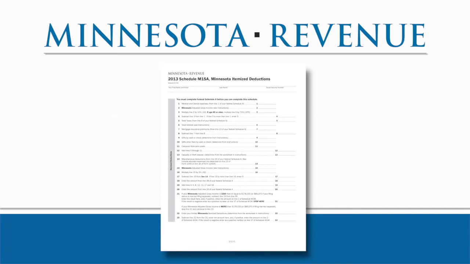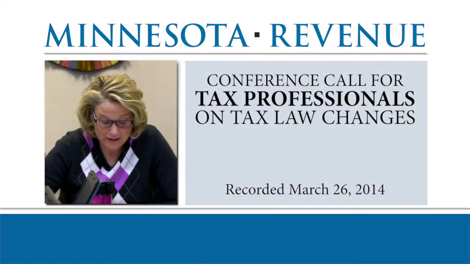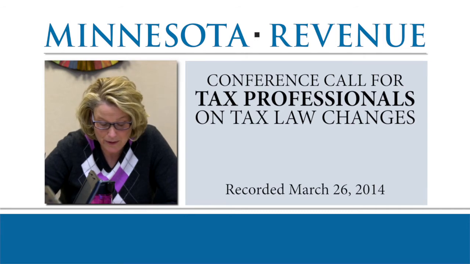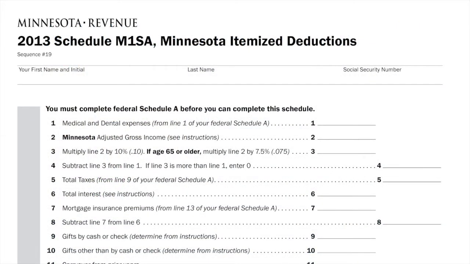Now we're going to talk briefly about the M1SA, which is the Minnesota itemized deductions. Schedule M1SA was a new schedule we had created for 2013, and that was used to calculate the difference between federal and Minnesota allowable itemized deductions. There were a number of federal law changes that caused taxpayers to be required to file this schedule and for these amounts to be different. The recent law changes make this schedule unnecessary. So in other words, Minnesota no longer requires different treatment of mortgage insurance premiums, qualified charitable distributions, or other itemized deductions. So this form is no longer needed.